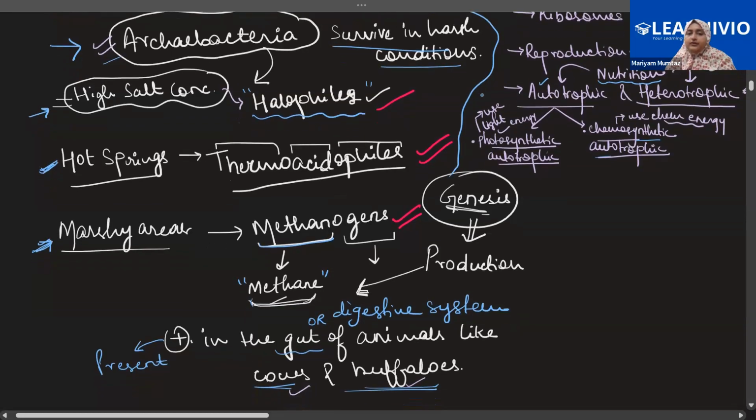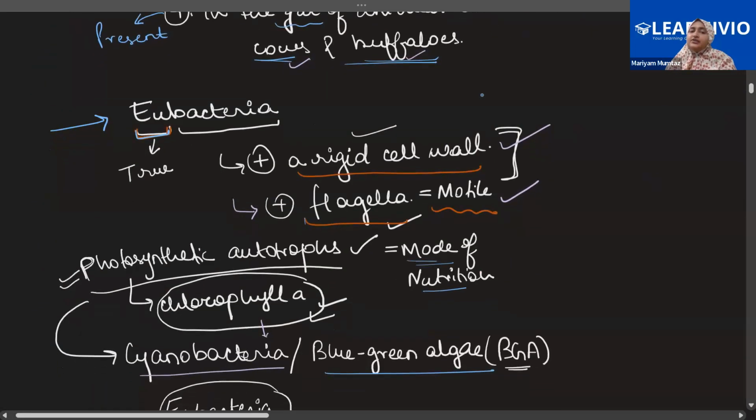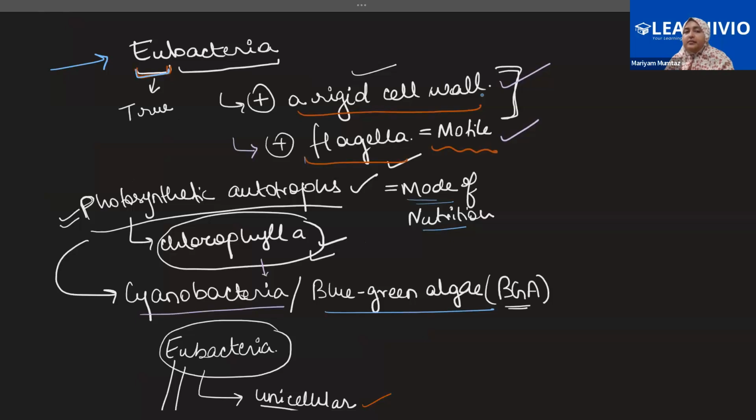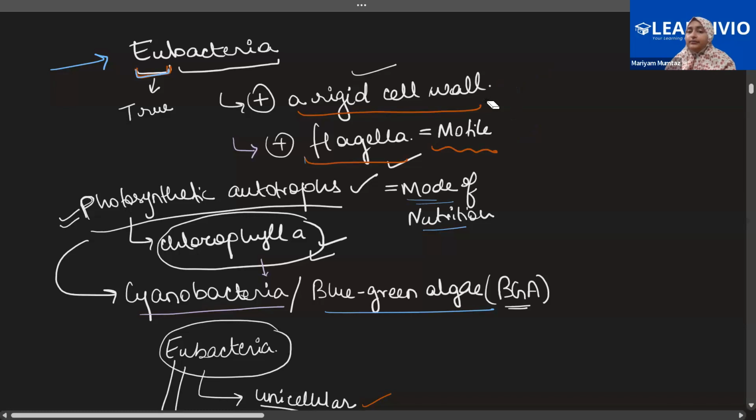Absent. Very good. Now the next group of bacteria that comes under the kingdom Monera is eubacteria. The word eu, wherever it is given, means true. Eubacteria have a rigid cell wall present. Apart from a cell wall, they also have flagella for motility, so that these bacteria can move from one place to another. Clear? So two things are present in the eubacteria.